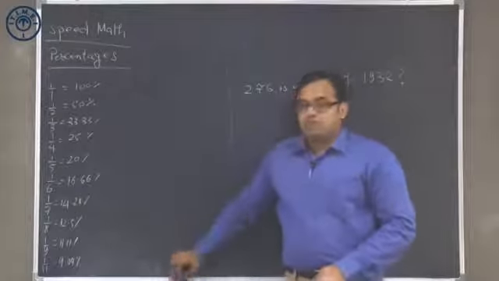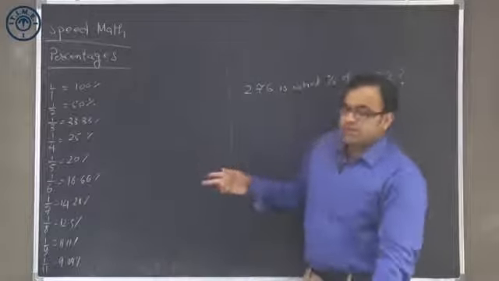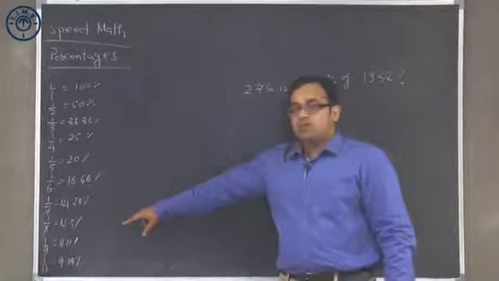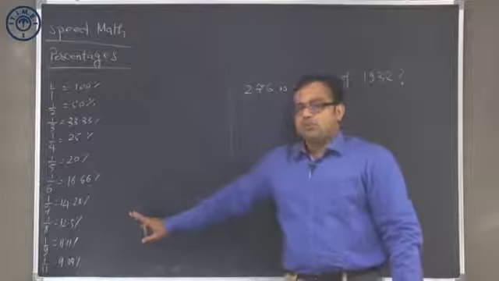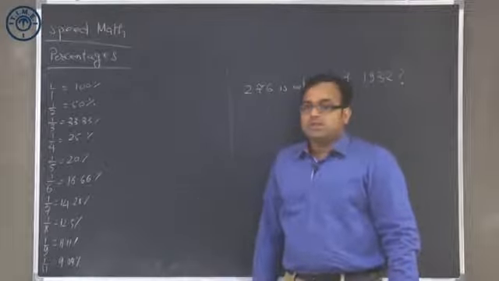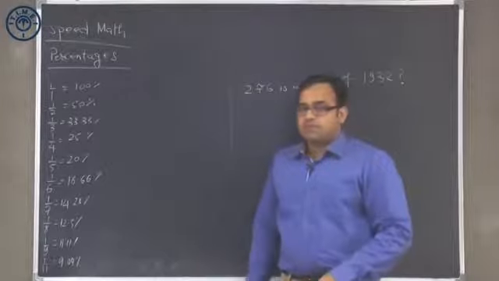Next one, 1 upon 9, 1 upon 11. 9 takes 11, 11. 11 takes 9, 9. So 1 upon 9 is 11.11, 1 upon 11 is 9.09. So 9 and 11, they will be going with each other. So 9 is 11, 11 is 9.